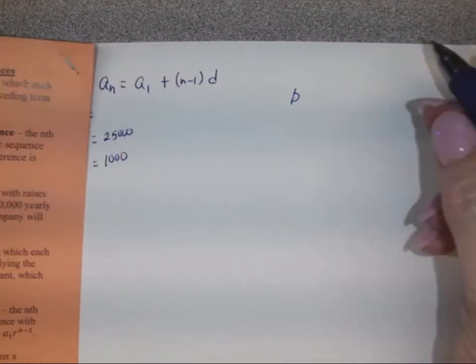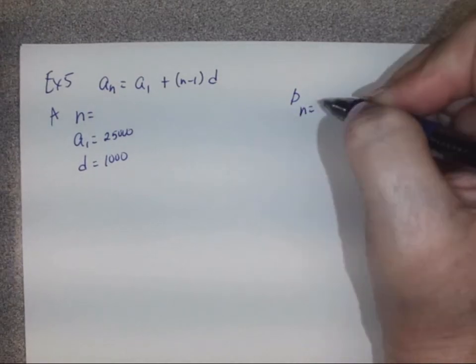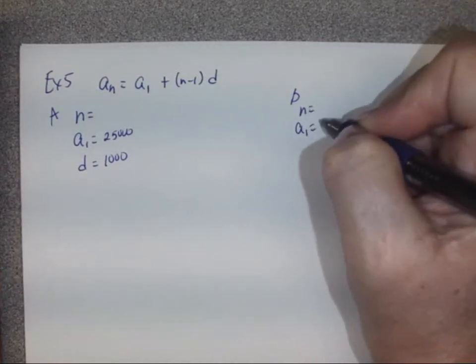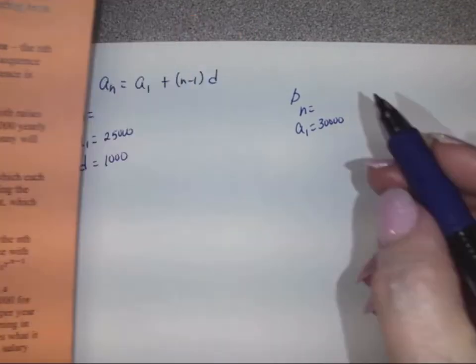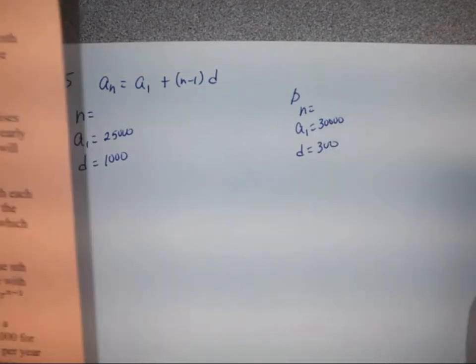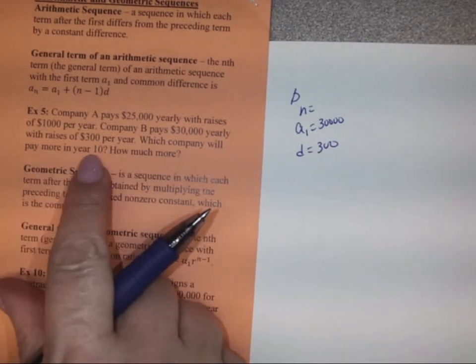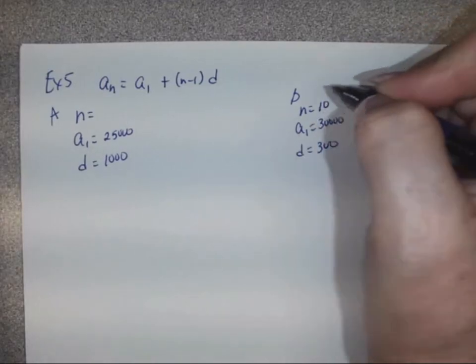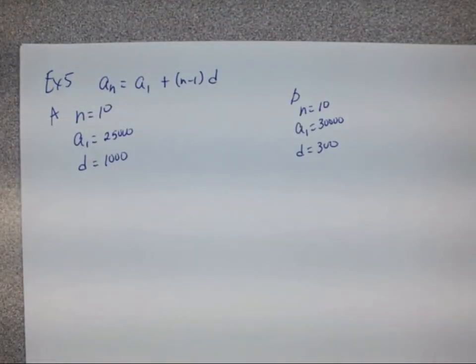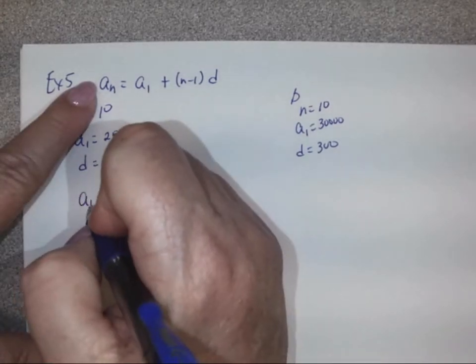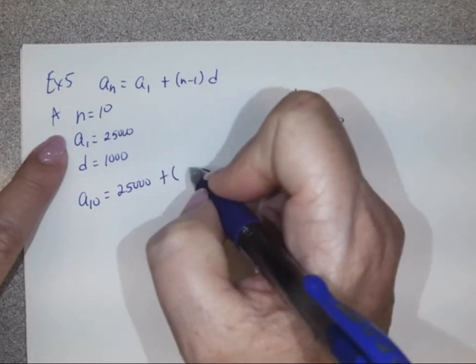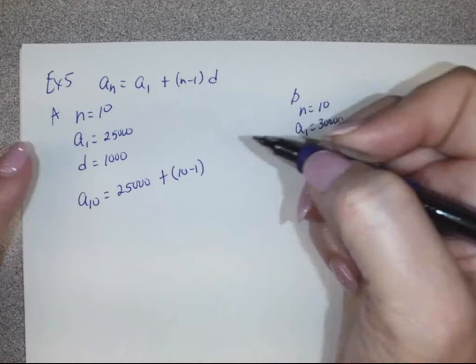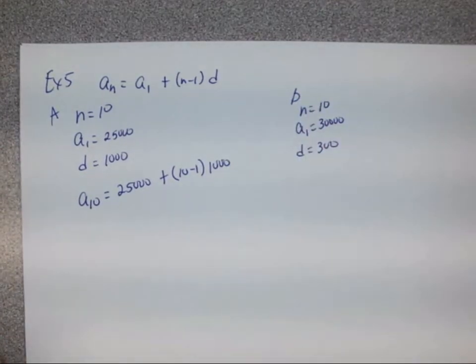It says Company B pays $30,000. So we still don't know n until we get to the bottom. a sub 1 would be $30,000. And it has raises of $300 per year. So that's our d. Which company will pay more in year 10? Well, year 10 is going to be the n we're looking for, and we want to know how much more. So let's set up our formula. So a sub 10 equals a sub 1 plus our n is 10 minus 1 times our d of 1,000.